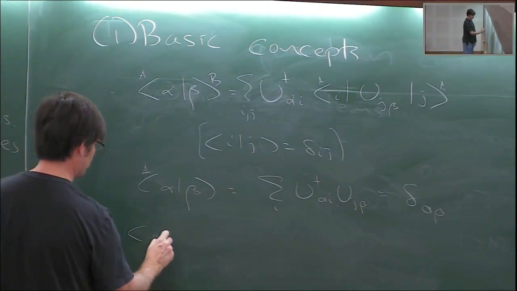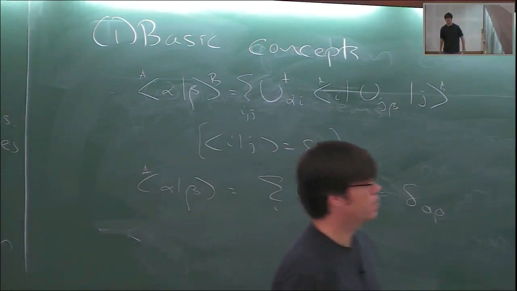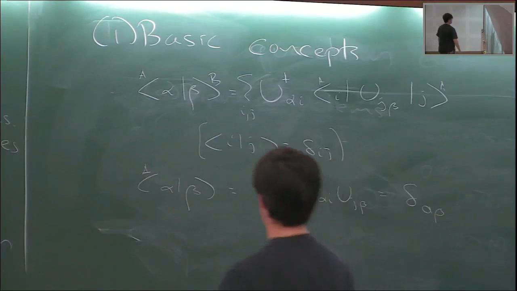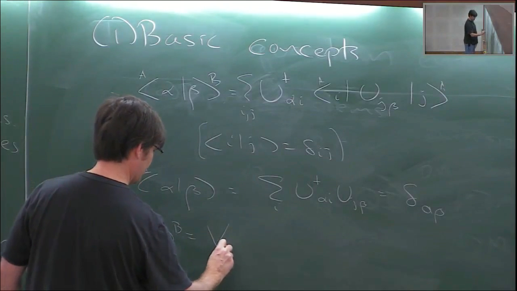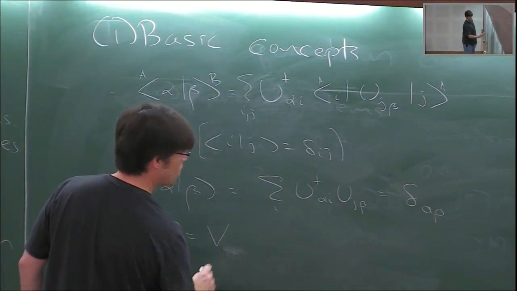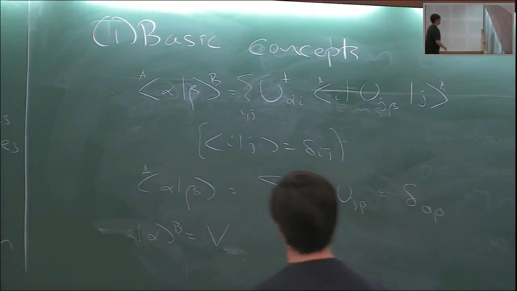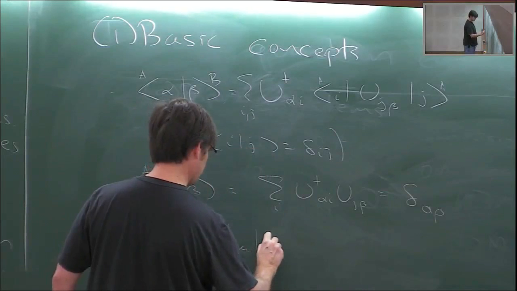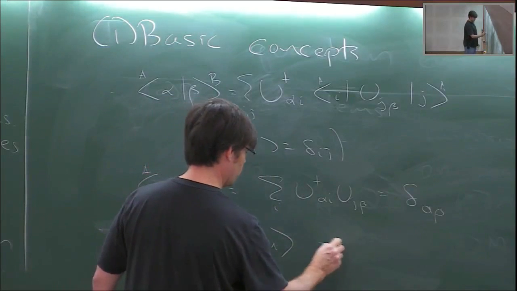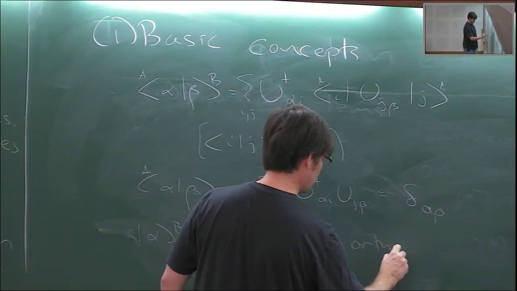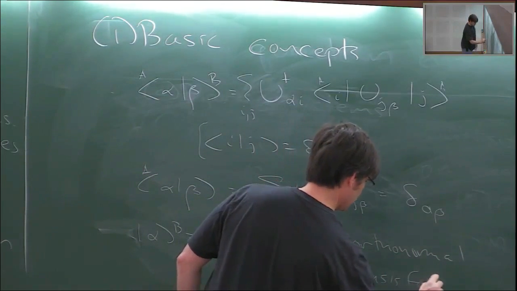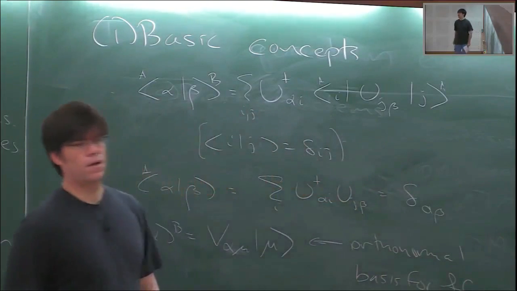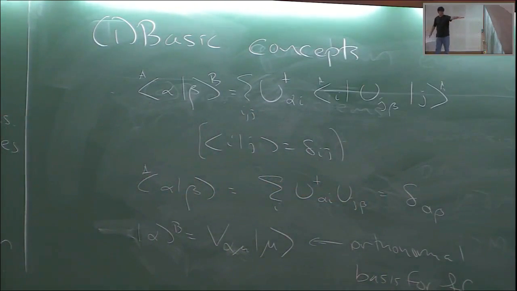And it's pretty easy to show that similarly, I can write down |alpha>_B equal to V_beta alpha |mu>, and this is also an orthonormal basis for Hilbert space B, and it will cover everything because V is m by m, and I have m of these vectors, and I'm good to go.